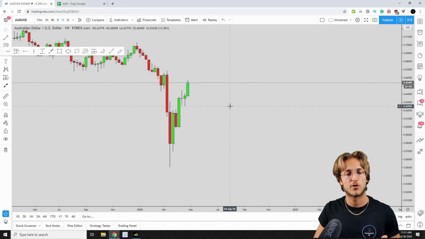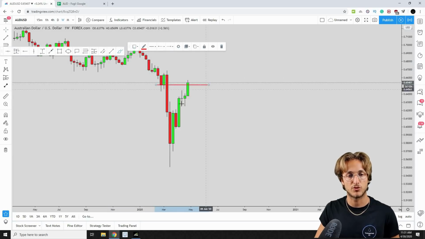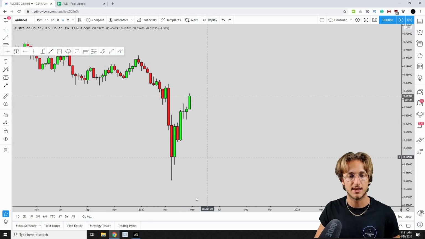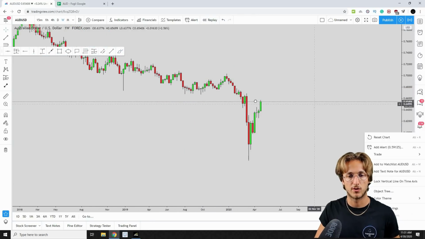So what we can see from a weekly perspective is that the market is currently at this previous support, now turned resistance, right? We can clearly see it. This is a clear supply zone for the market.